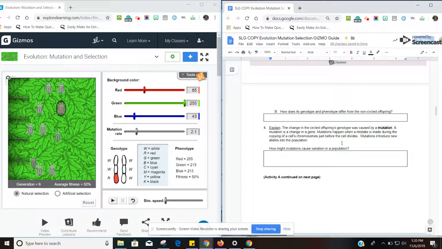This gizmo is going to ask you how mutations might affect a population. And we have to understand that when mutations are introduced into a population, it changes the genotype. It changes the alleles that are available to that population. That information will help you answer this question 4.